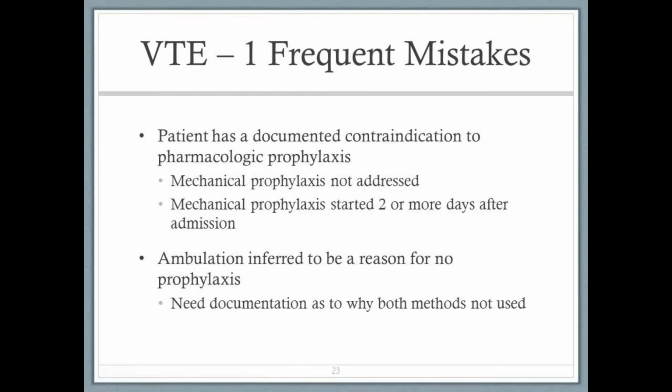If the patients have a contraindication to pharmacoprophylaxis, you still need to document why mechanical prophylaxis either was not given or mechanical prophylaxis needs to be given. Another frequent mistake that we sometimes see is that mechanical prophylaxis is started 2 or more days after admission. Again, if there's a contraindication, it's got to be documented. You need to document on the day of admission or the day after admission, and then both measures need to be addressed, again, within a day or 2 time frame. Ambulation is not a reason for no venous thromboprophylaxis. Need to document, again, why both methods are not being used.